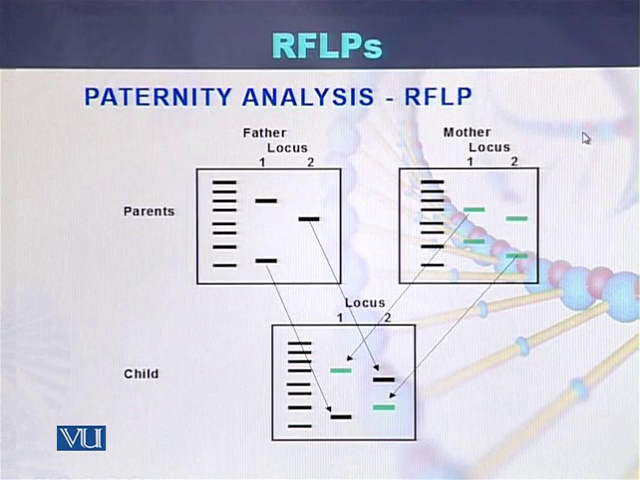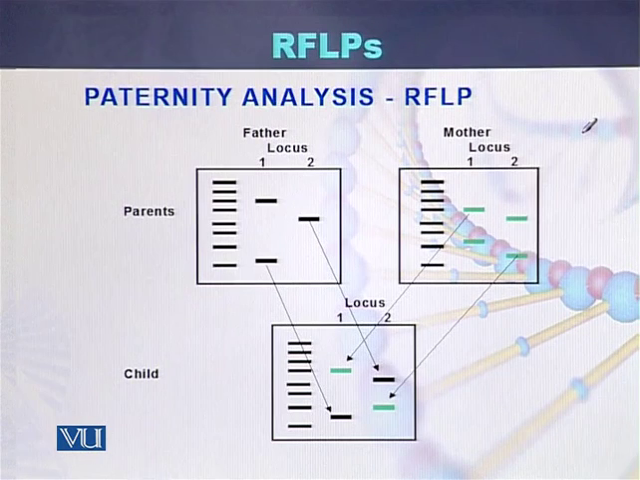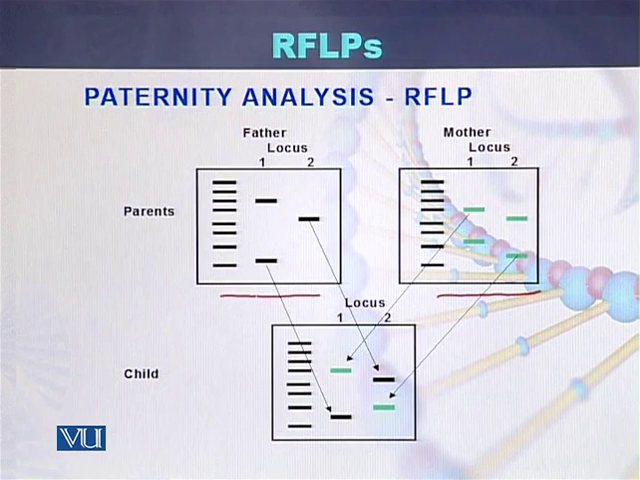Here is another example of RFLP. We can see how the DNA or the alleles are transferred from the parents to the offspring. This is the DNA of the mother. These are the bands, or banding pattern, of the DNA of the father.